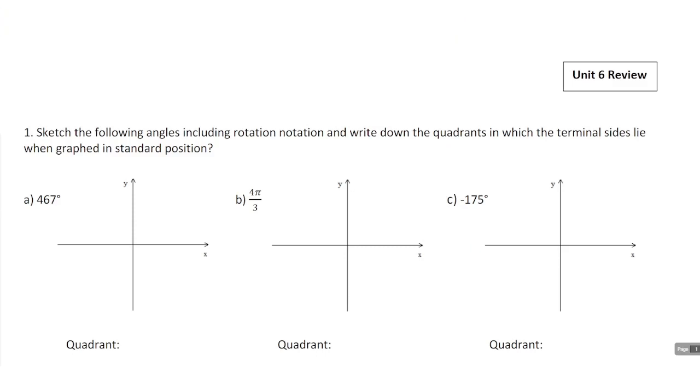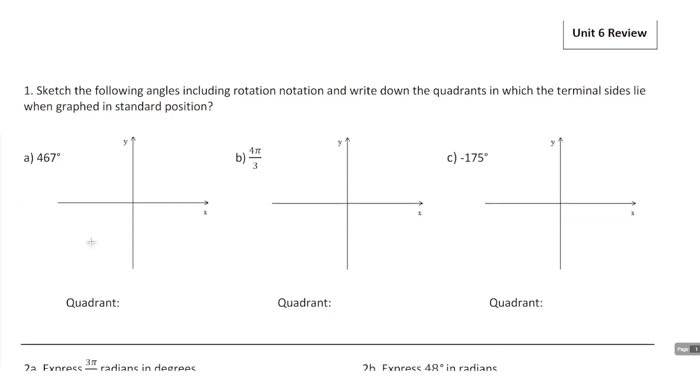Tonight we're working through our Unit 6 test review, which is all about angle measures and is a big introduction into trigonometry. Number 1 says, sketch the following angles including rotation notation, love saying that over and over again, and write down the quadrants in which the terminal sides lie when graphed in standard position.